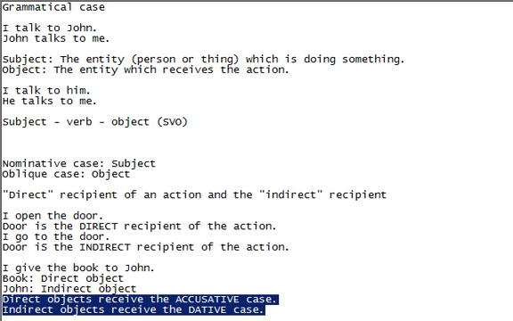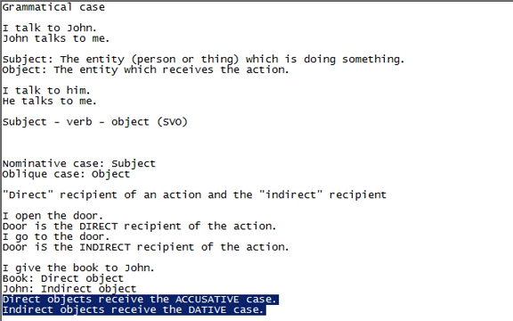And so if you're going to speak German, you have to get used to figuring out and paying attention to whether something is the direct or the indirect recipient of an action. Because whether something is the direct or the indirect recipient of an action changes the case. It makes the case different. And so you'll have to get used to thinking about it that way.